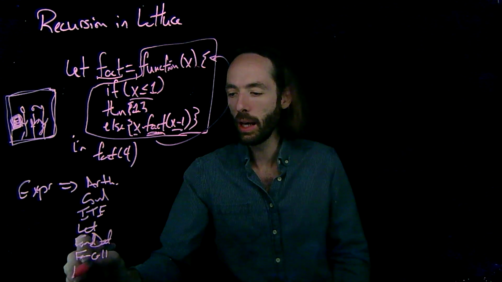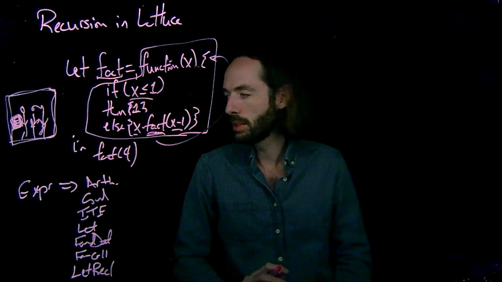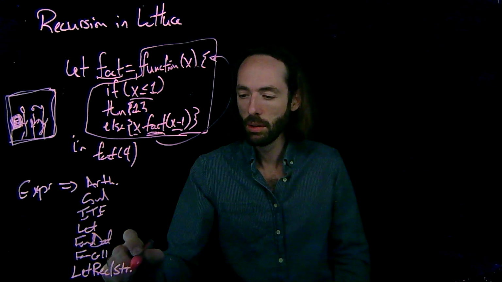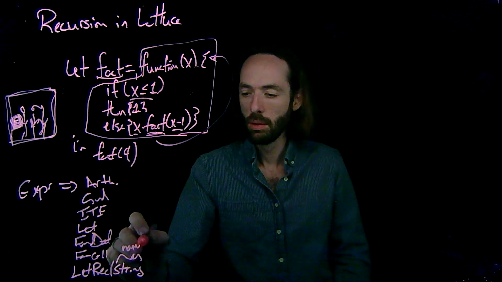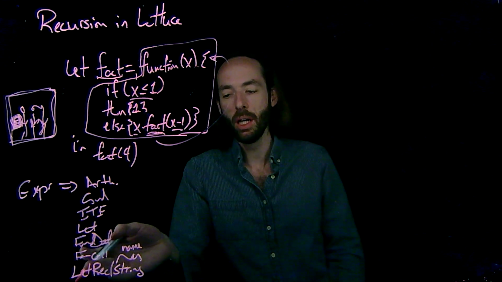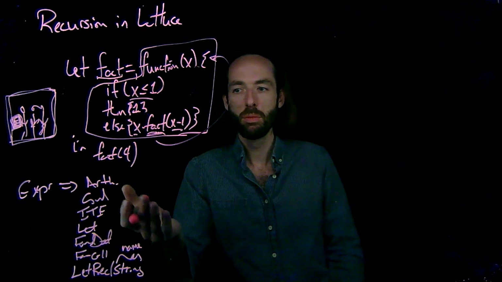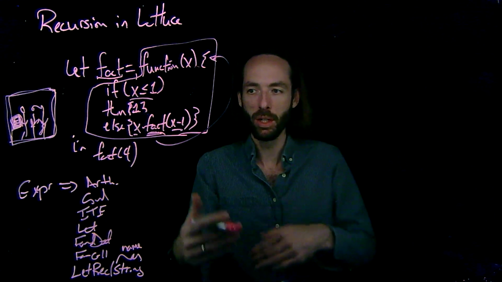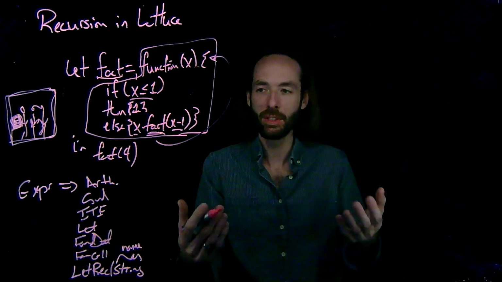And then we're going to add let rec. And what is this going to do? It's going to take in a string, which is going to be the name. We can't really do anonymous recursive function calls because we need to call the function from inside of itself, so we need to know what its name is. So we can't just have it fully anonymous. We have to have a name.